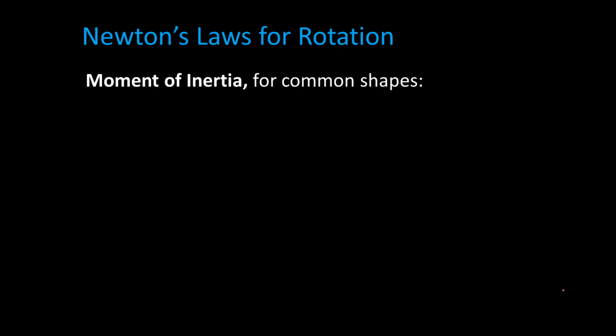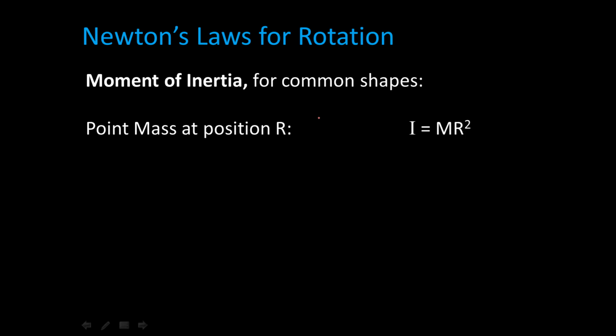So let's take a look at moment of inertia for some common shapes. In class, we've looked at the derivation of moment of inertia, but let's take a look at some common shapes. I have a point mass at a position r, so let's say I've got my blob over here. This would be my radius, and I have some mass out here, on a thin string or something like that, with no mass. The moment of inertia of this is mass times radius squared.